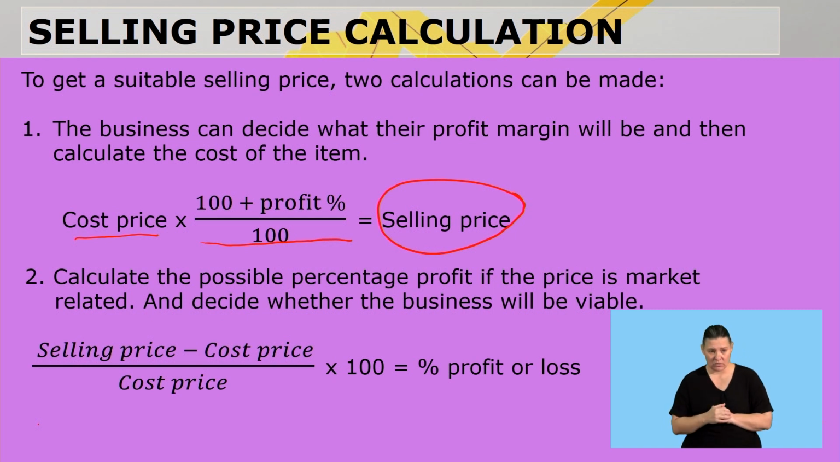So there you will use the percentage increase formula, where you say the selling price minus the cost price, over the cost price, times 100, because we want a percentage, and then you'll know whether it's going to be a profit or a loss. And that brings us to another break.